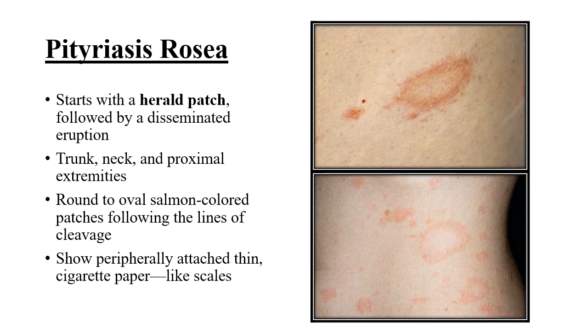Pityriasis rosea, it starts with the herald patch followed by a disseminated eruption. The lesions are found chiefly on the trunk, neck, and proximal extremities. These are round to oval salmon-colored patches following the lines of cleavage, and they show peripherally attached thin cigarette paper-like scales.